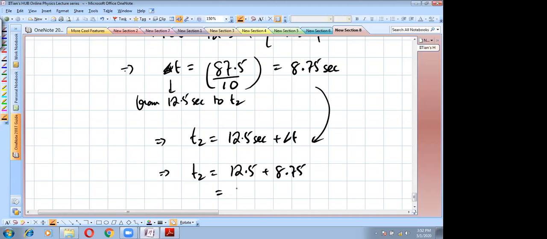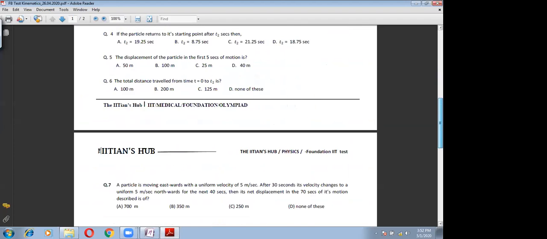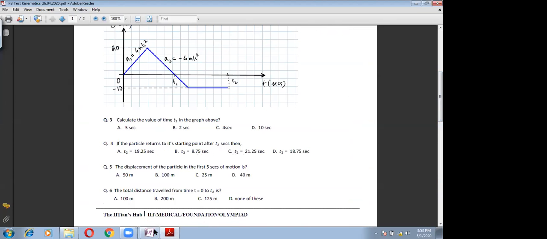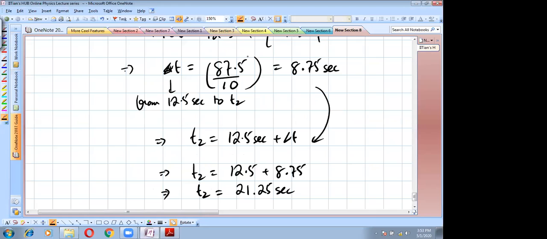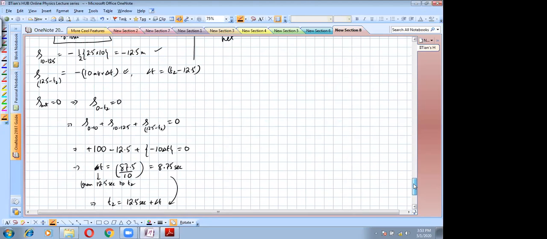As you can see, you will get 21.25 seconds. That should be okay. Let me just verify that too. So it should be C, question 4. I'm just going to minimize this a little bit for you, but the groundwork for this we've already done when we calculated these areas.